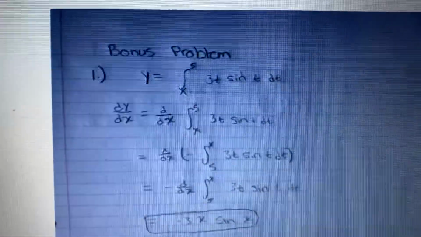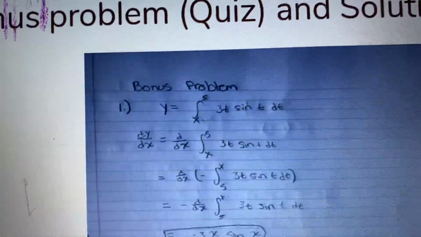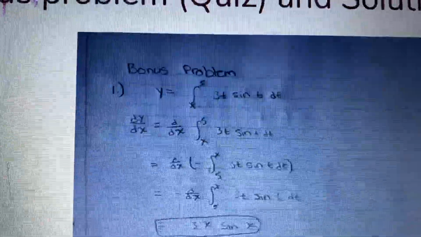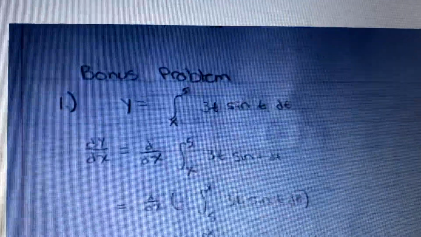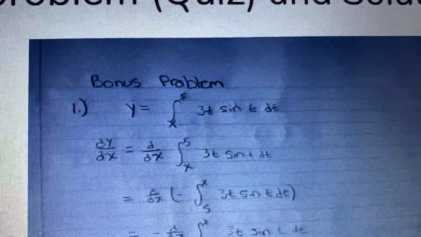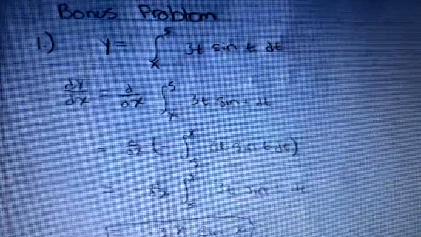The bonus problem. So we have y equals the integral from x to 5 of 3t sin t dt. So you're going to find dy/dx, which equals d/dx of the integral from x to 5 of 3t sin t dt. So you're looking for dy/dx. You bring it down right here.